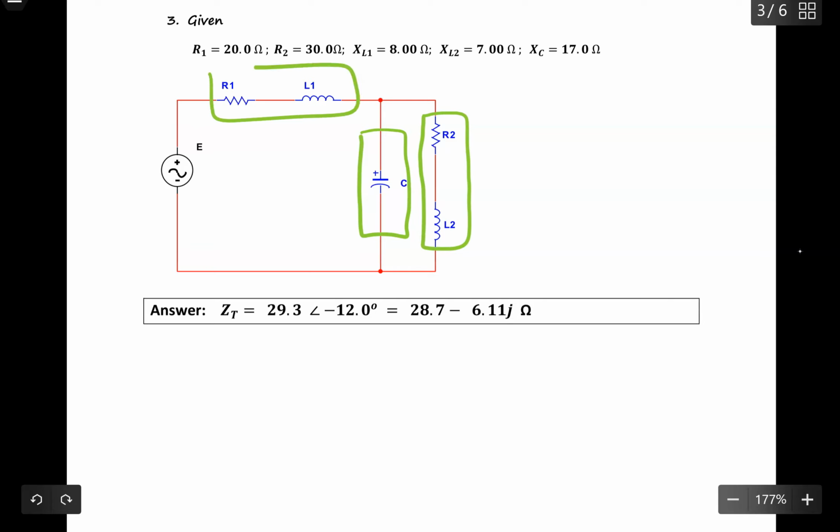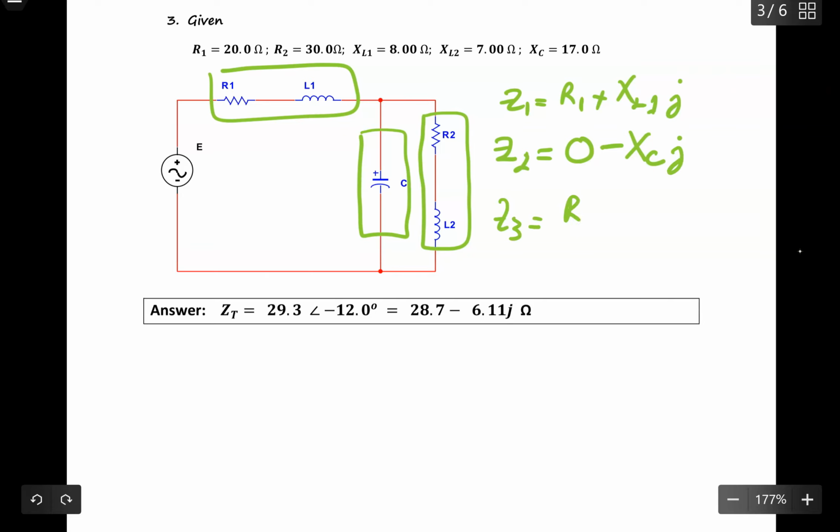Again, Z1 is equal to R1 plus XL1 J. Z2, again, you want to write a 0, subtract XC times J. And Z3 will be equal to R2 plus XL2 times J. Alright, very nice.